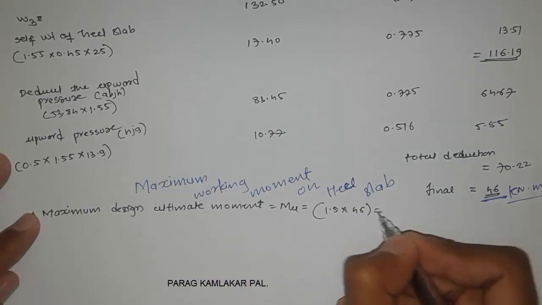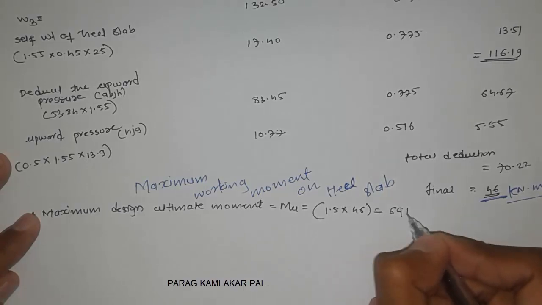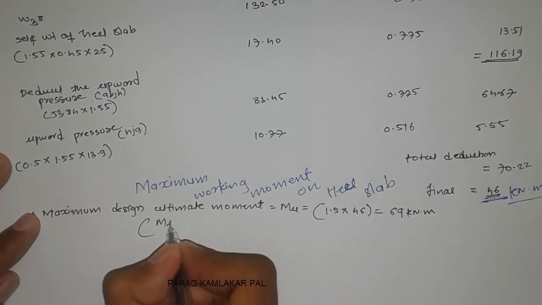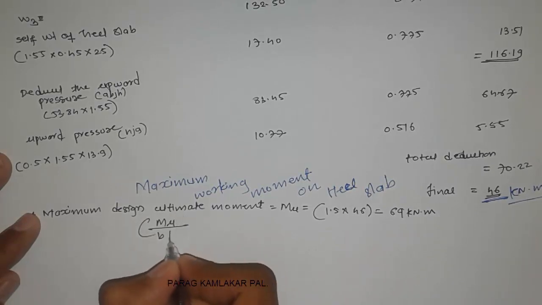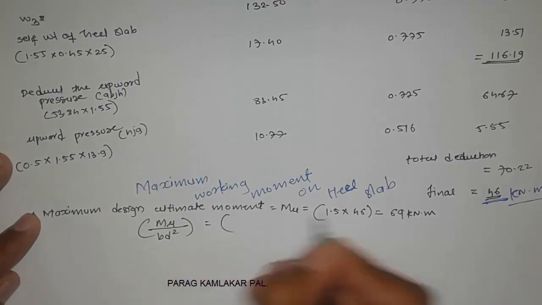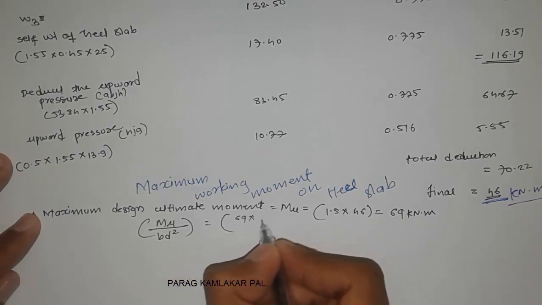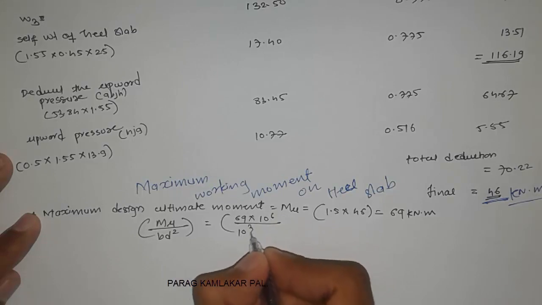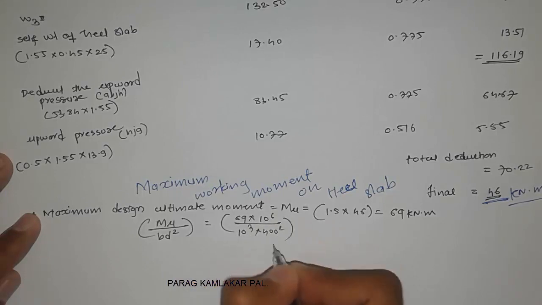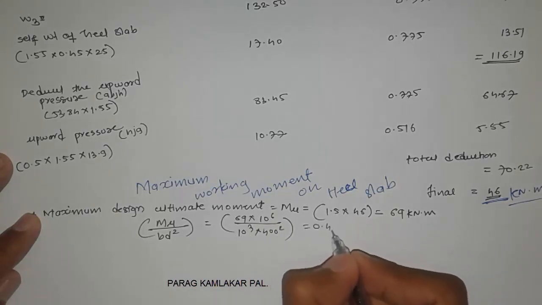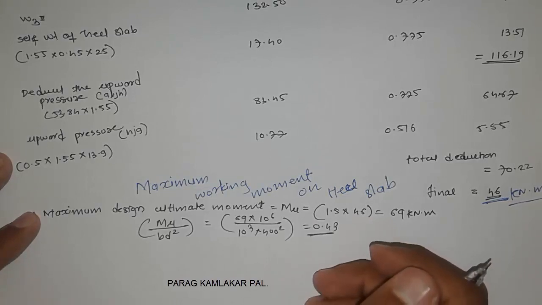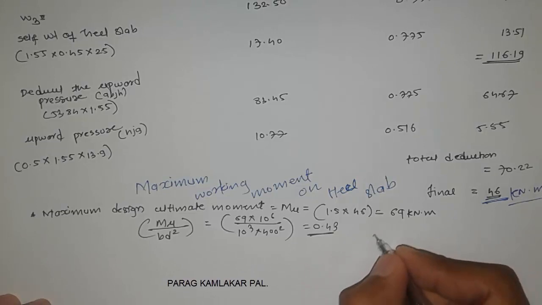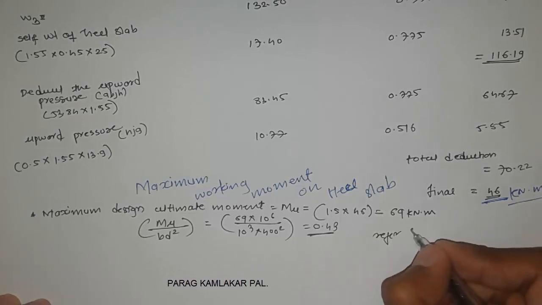So you get 69 kilonewton meter. So it is Mu upon b d square. We get 69 into 10 raised to power 6 divided by b, which is 10 raised to power 3, into 400 square. So we will get 0.43, this is the factor.